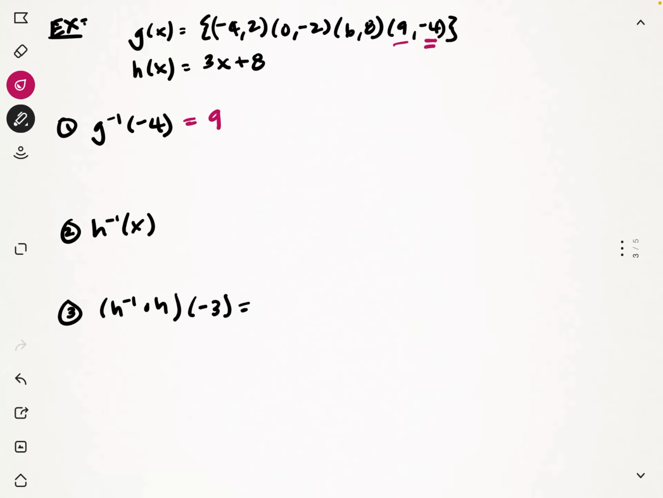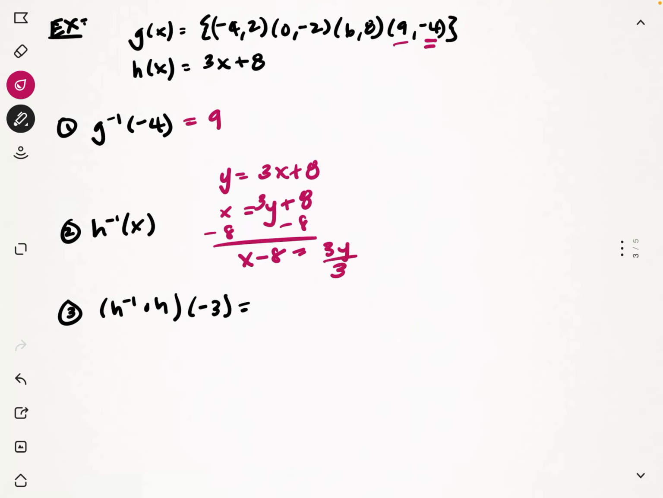Now h inverse of x. I'm going to have to do algebra. So we're going to start with y equals 3x plus 8, right? Because we said h of x is like y. We're going to switch our x and y, and then solve for y. So y is going to be equal to (x minus 8) over 3. That would be our inverse.